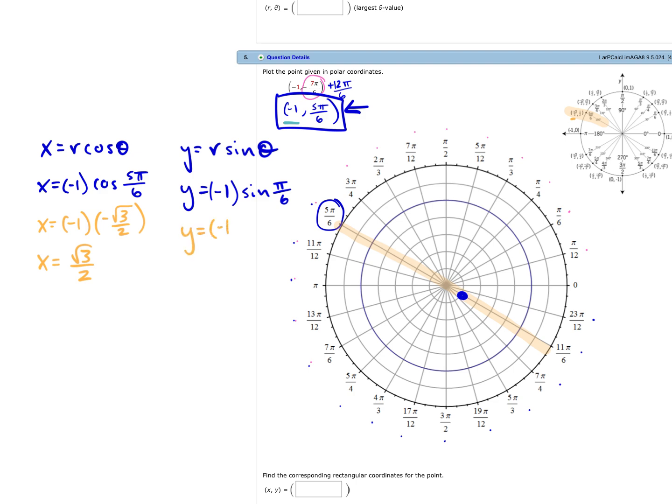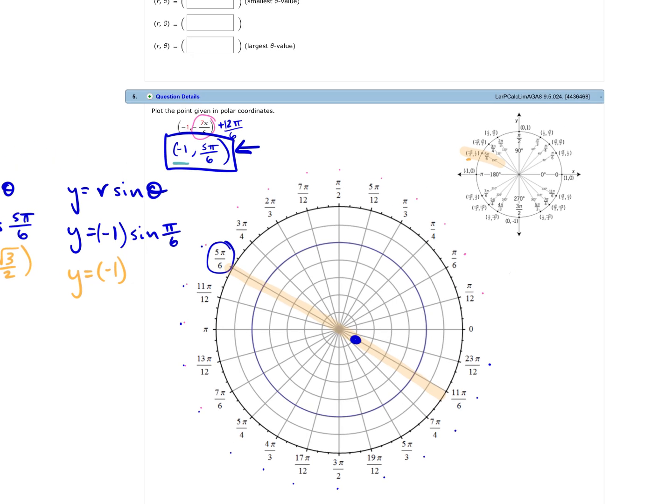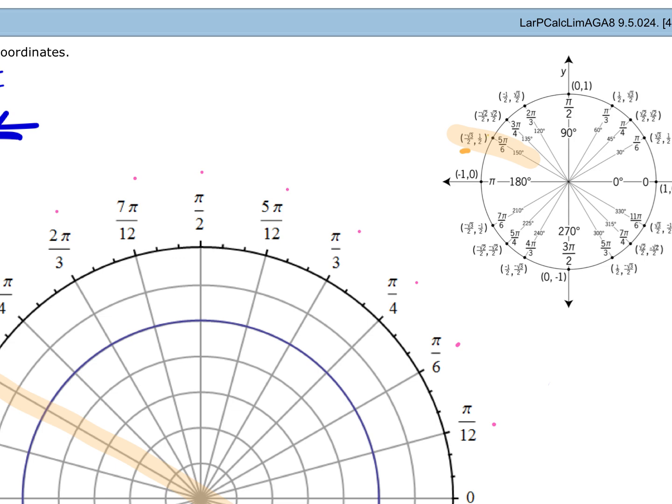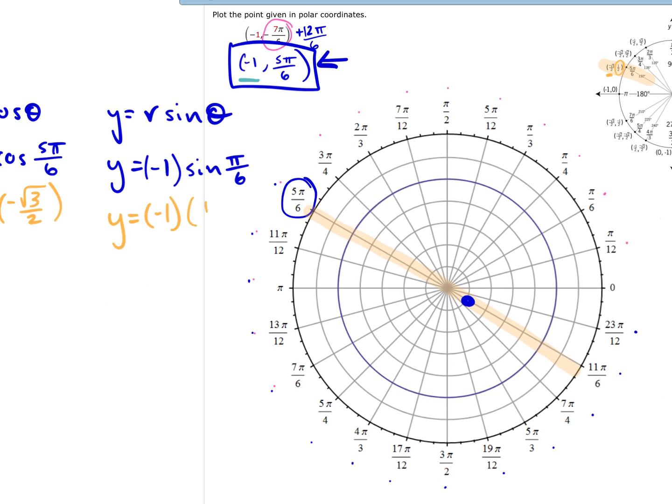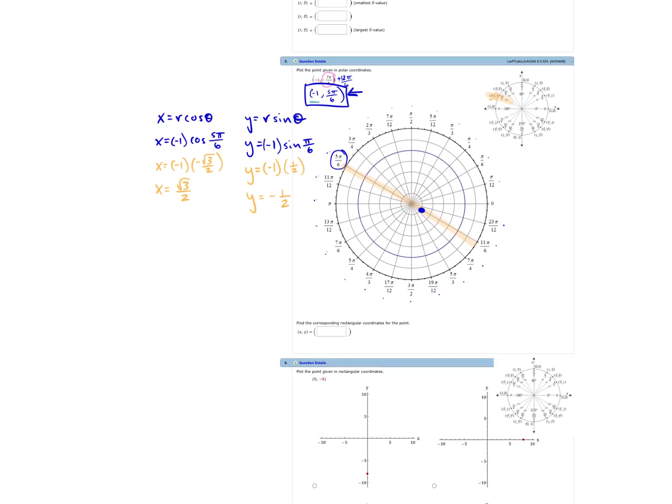Then our y is the sine, so we're looking for the sine. Sine tells us we look at the x or the y? The y. So y would be 1/2. So we have negative 1 times 1/2, so our y would be negative 1/2. So our coordinate here would be square root 3 over 2, comma, negative 1/2.